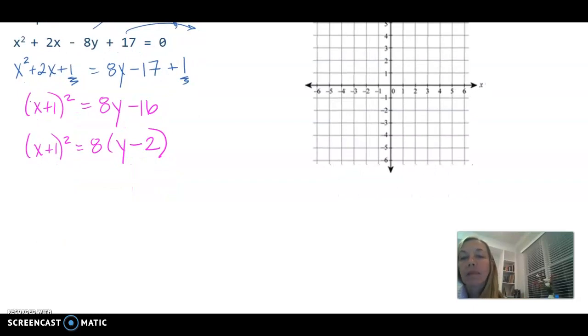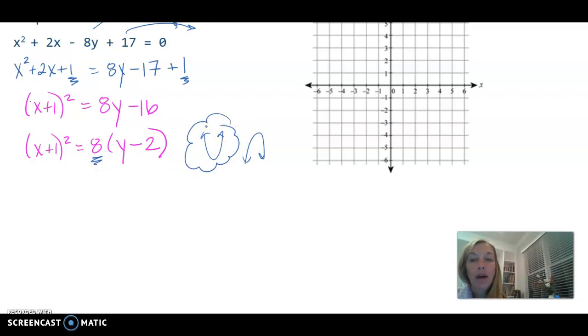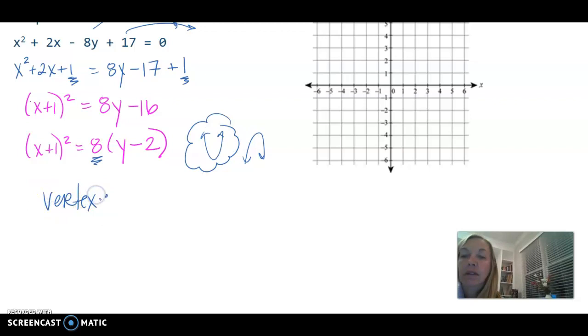So I know that this is an up and down one, so it's either up or down. And again, because this 8 is a positive 8, it's going to be an up graph. I'll put the vertex on. The vertex is negative 1, 2.